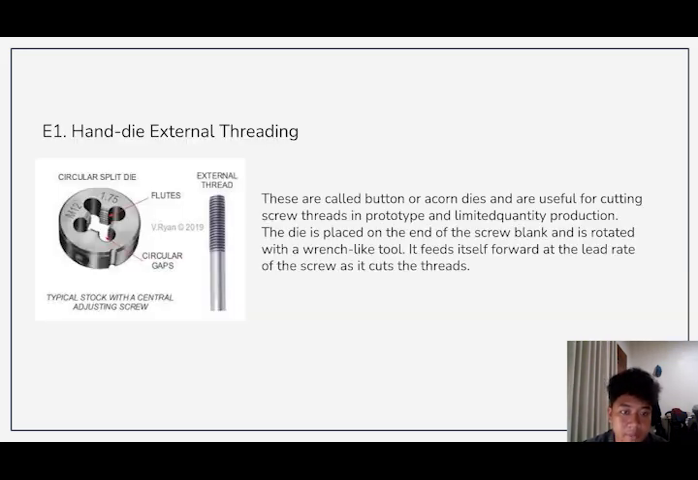First one for threading is hand-die external threading. These are called button or acorn dies and are useful for cutting screw threads in prototype or limited quantity production. The die is placed on the end of the screw blank and is rotated with a wrench-like tool. It feeds itself forward at the lead rate of the screw as it cuts the thread. And you can see this video of the process of hand-die external threading.